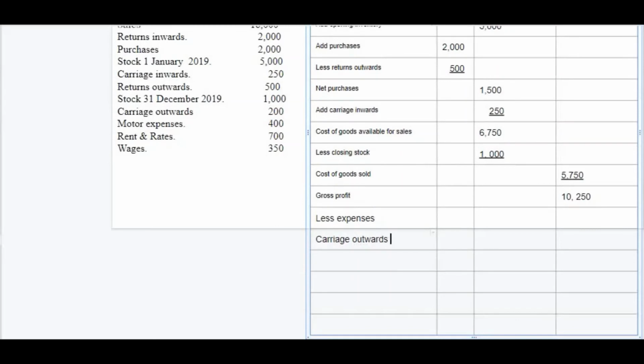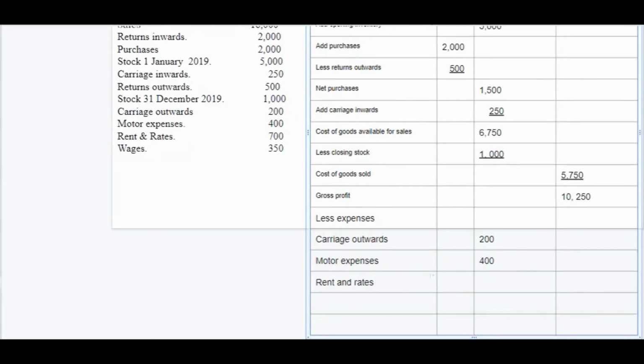Carriage outwards. Carriage outwards is the cost that the business bears to carry goods to the customer. So here we're going to use up the second column. Carriage outwards is 200. Then our next expense is motor expenses. Motor expense 400. Then our next expense is rent and rates.